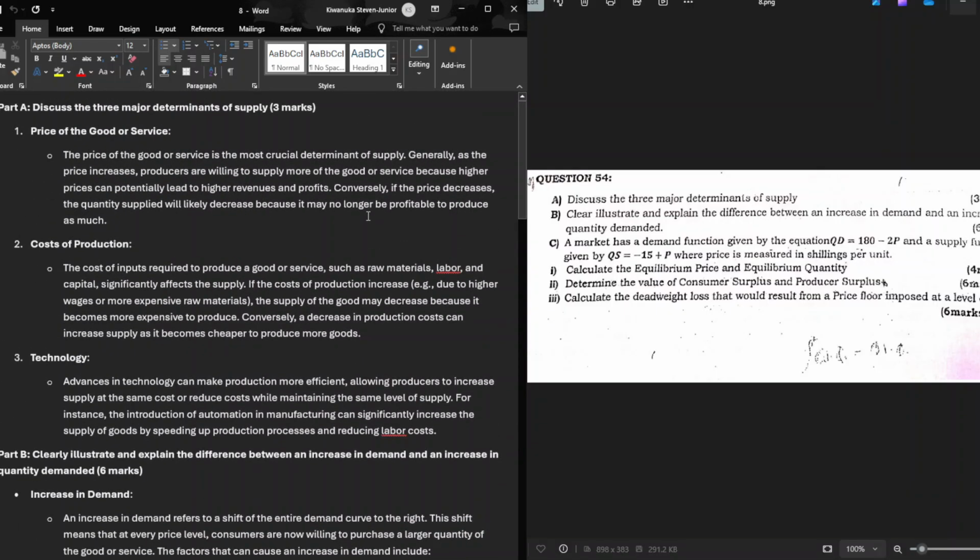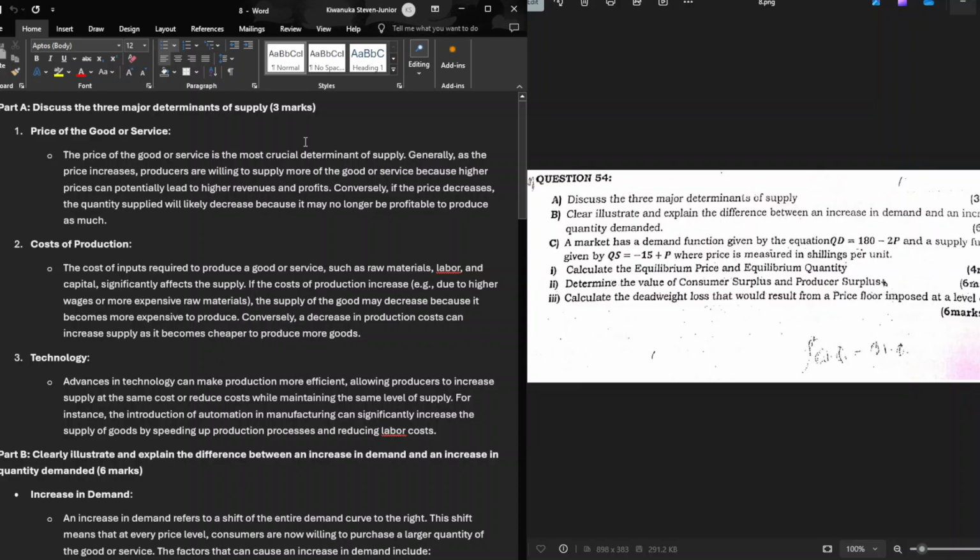The first question says, discuss the three major determinants of supply, and we have them listed here. We have the price of a good or service. What do we know about this? The higher the price, what will happen to supply? The higher the quantity supplied, because suppliers aim at maximizing profits. The price of a good or service is the most crucial determinant of supply.